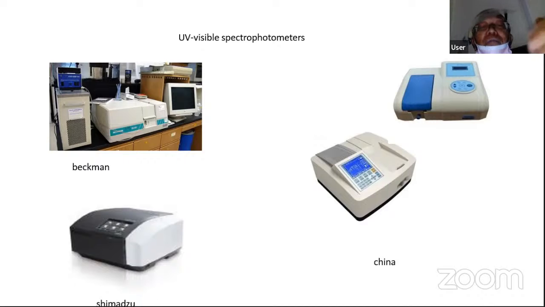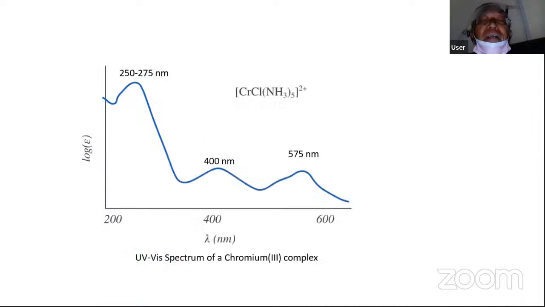I've shown you these UV spectrophotometers in the last lecture. There are many companies now from China, from Japan. The US has now become very expensive, so people buy from Japan or from China. So we can use instrumentation to study the reaction. Next slide. I showed this in my last lecture.